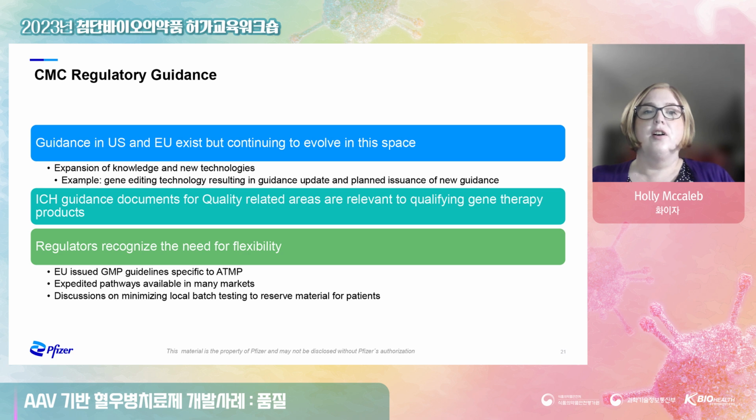ICH quality documents are considered relevant to qualifying gene therapy products. Regulators also seem to understand the need for flexibility. Some examples of this flexibility include development of GMP guidance that's specific to advanced therapy medicinal products, or ATMPs, in Europe, expedited approval pathways, and a willingness to minimize local batch testing to reserve material for patients.